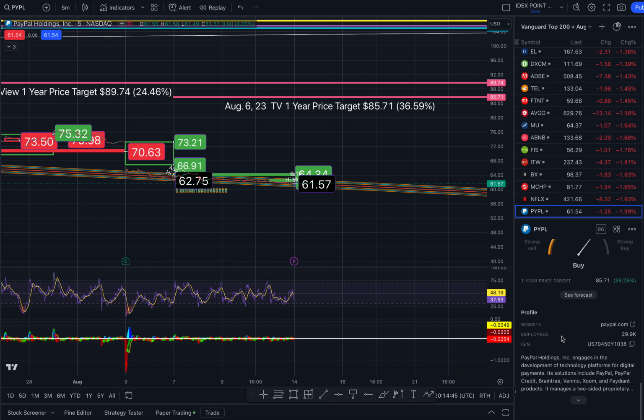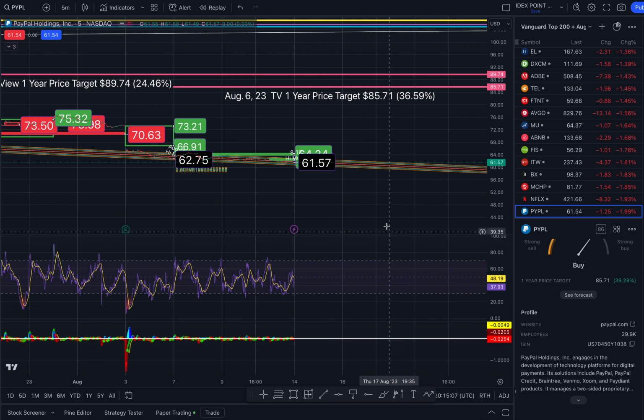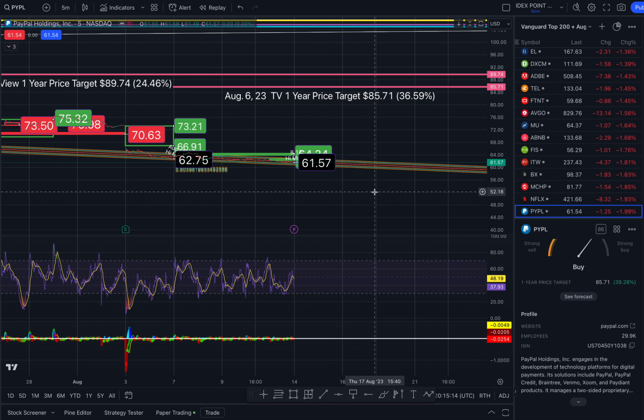But TradingView has updated the 1-year price target in the sense that the price is still the same, $85.71, but now we are at a 39% return on your money because the stock has fallen even more. Can it fall again? Of course, and that's why we are looking at the chart. But I will be trolling for this stock because I do want some more shares. And there is one more thing I want to show you.